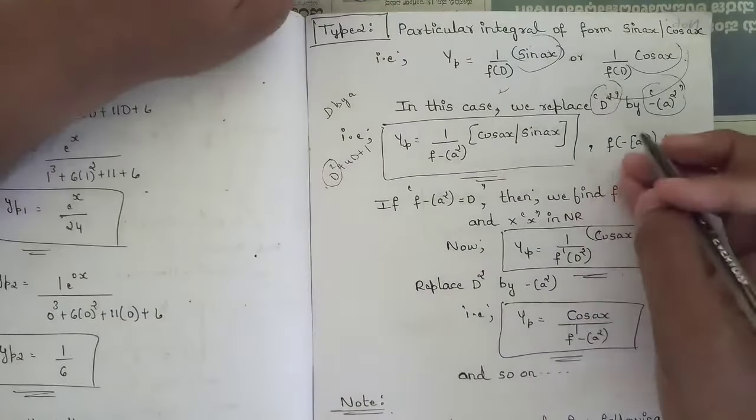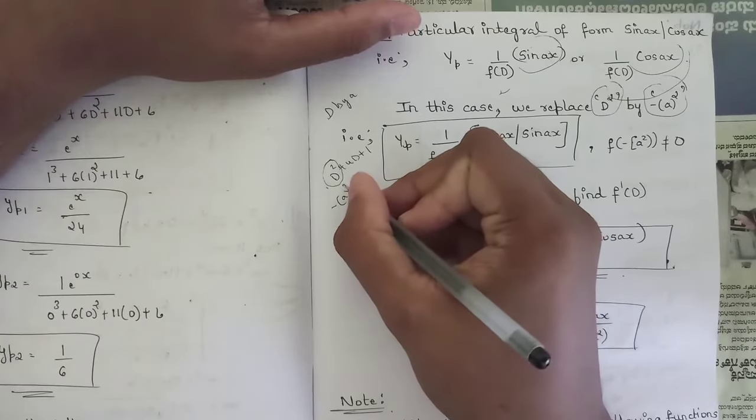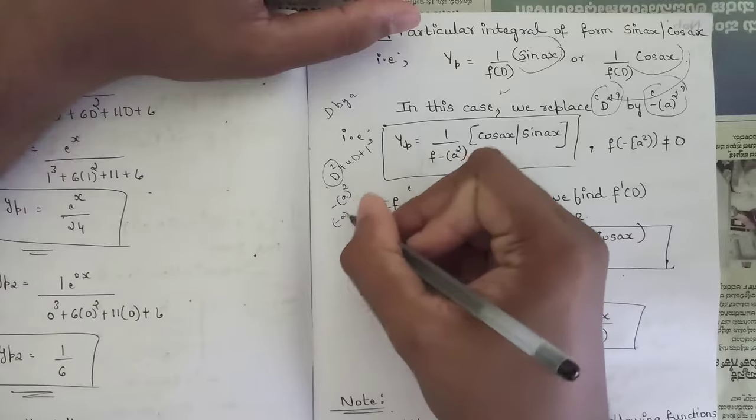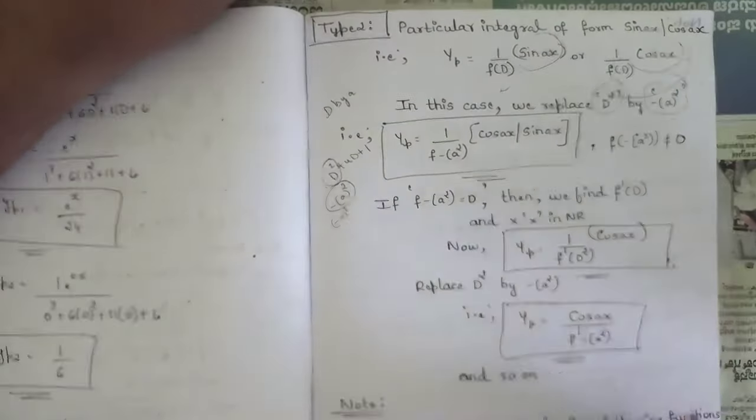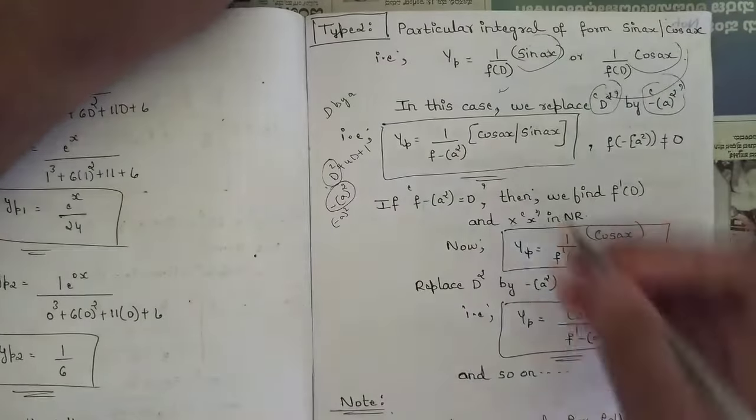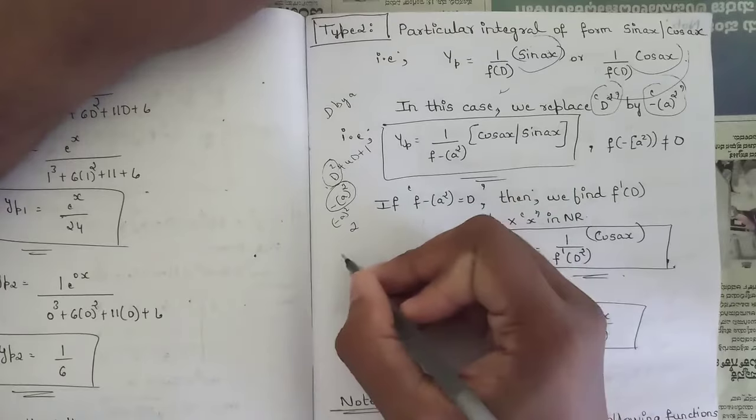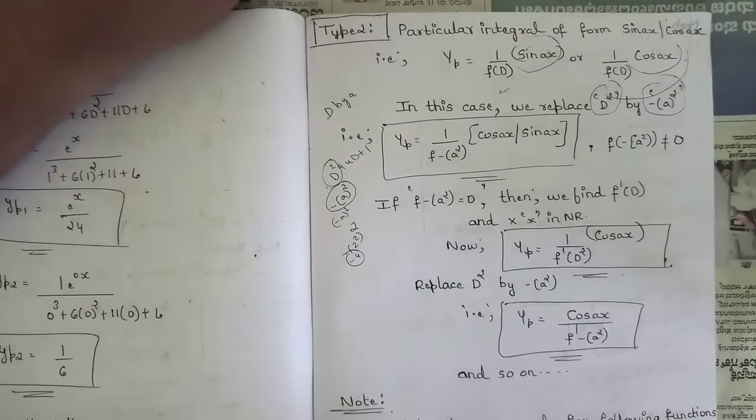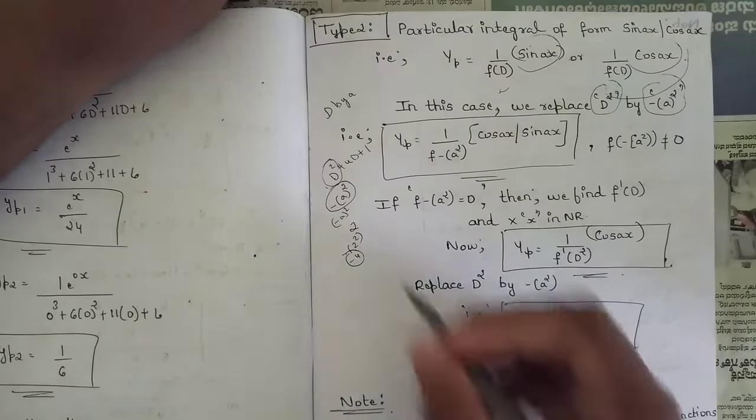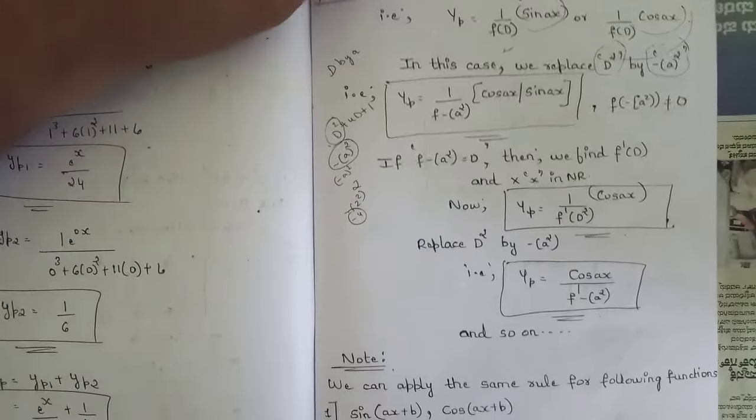We replace d square by minus of a square. Not minus a whole square, we need to be very careful: minus of a square. For example, if the value of a is 2, minus of 2 square is minus 4, so we replace d square by minus 4 if the value of a is 2. In this way we need to find the particular integral.